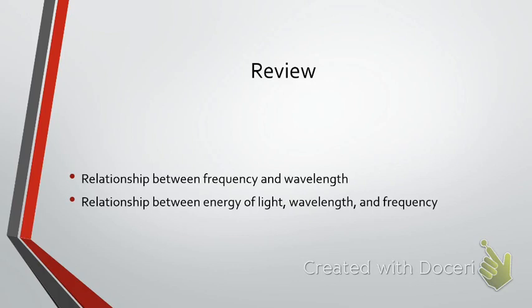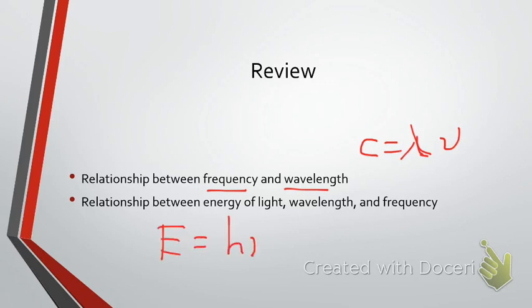Let's review what we've gone through so far. We talked about the relationship between frequency and wavelength, and remember, it's inversely proportional because they have to equal the speed of light in a vacuum. We also talked about the relationship of the energy of a photon of light with wavelength and frequency: the energy is equal to Planck's constant times the frequency, which is the same as Planck's constant times the speed of light divided by the wavelength. So energy is inversely proportional to wavelength and directly proportional to frequency. Hopefully this has helped explain a little bit about the nature of light and energy.